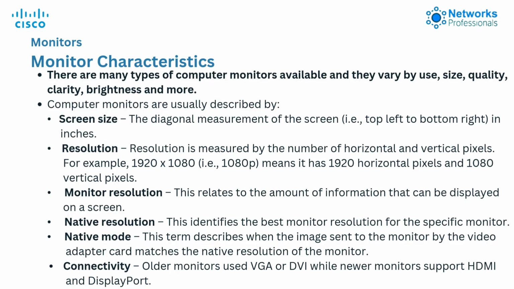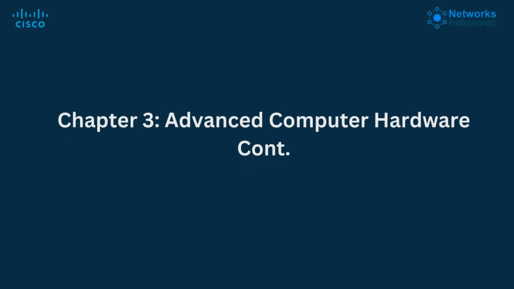Monitor resolution. This relates to the amount of information that can be displayed on a screen. Native resolution. This identifies the best monitor resolution for the specific monitor. Native mode. This term describes when the image sent to the monitor by the video adapter card matches the native resolution of the monitor. Connectivity. Older monitors used VGA or DVI while newer monitors support HDMI and DisplayPort. Next part will be continued in the next lecture.